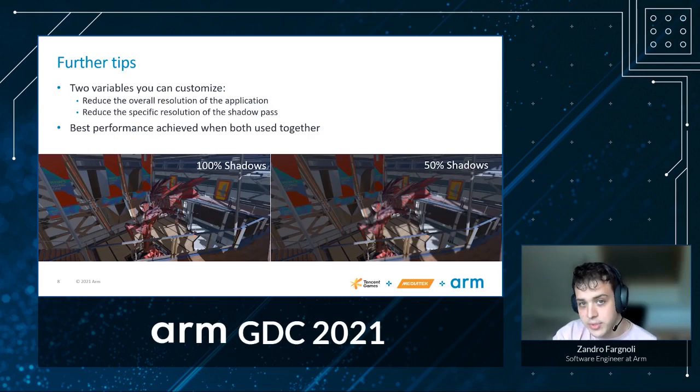Here are some further tips. Reducing the resolution of your application is a great way to immediately save on performance. In the case of generating a ray query shadow mask, you are casting rays for each pixel. Therefore, reducing the resolution can reduce the number of rays you are casting per frame. This can be done in two ways. The first is to reduce the overall resolution of the application.